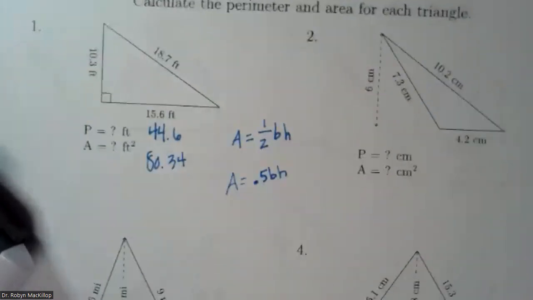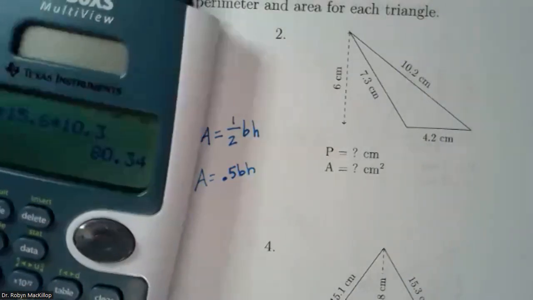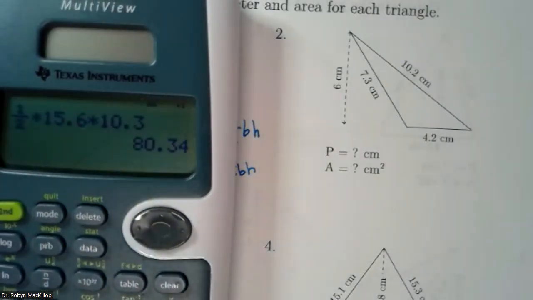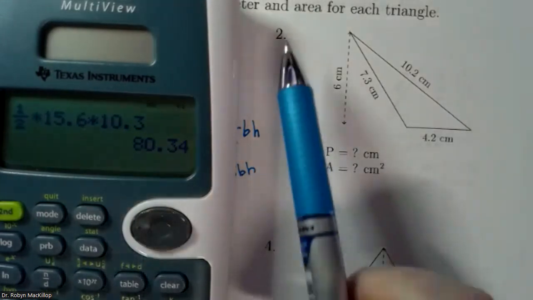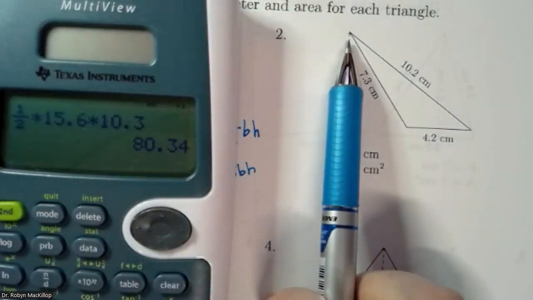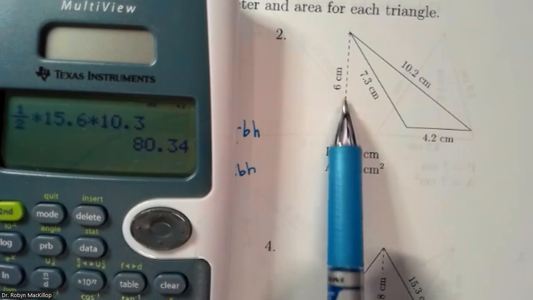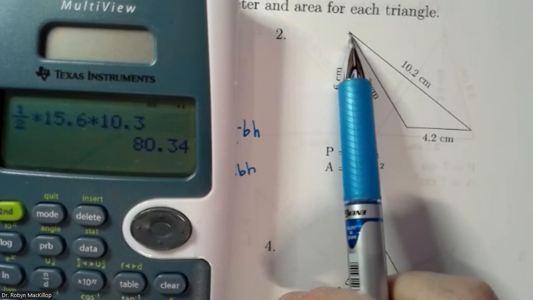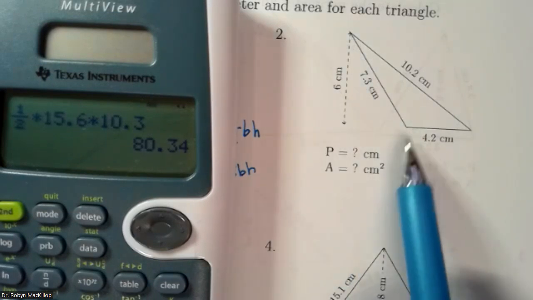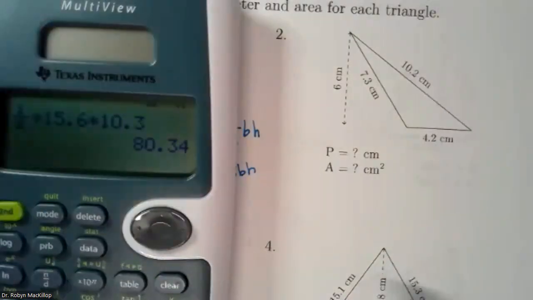So let's try number 2. We're looking at a base of 4.2. Now, the triangle itself, if I cover this up, we don't have a height for it, do we? So if that happens, they generally will give you the height like this. They'll put in the dotted line. And that gives you the measurement from the top to the bottom.